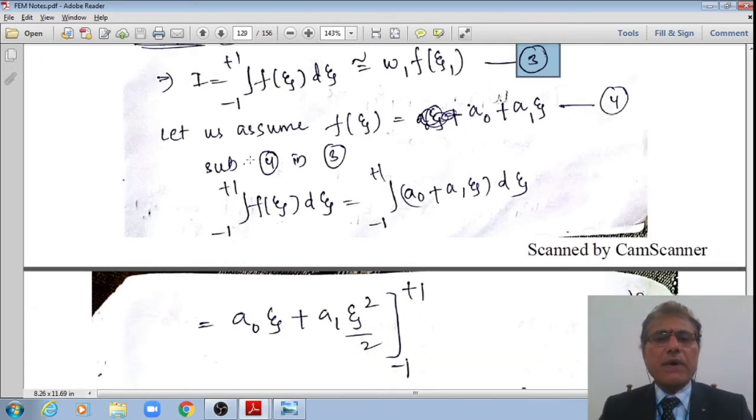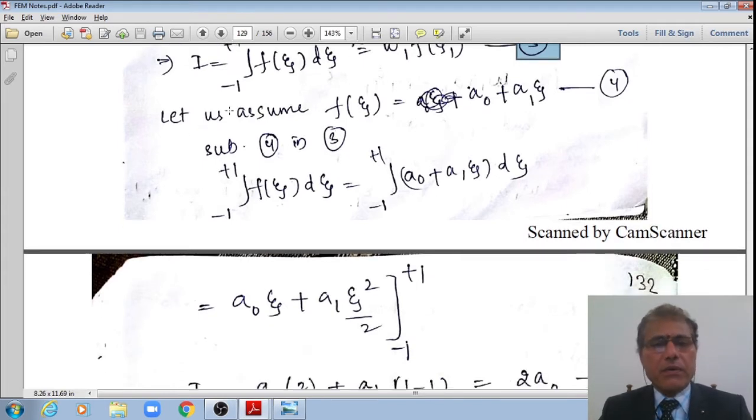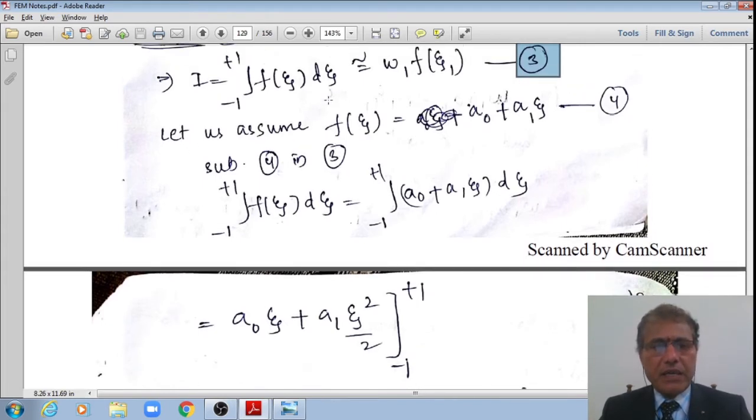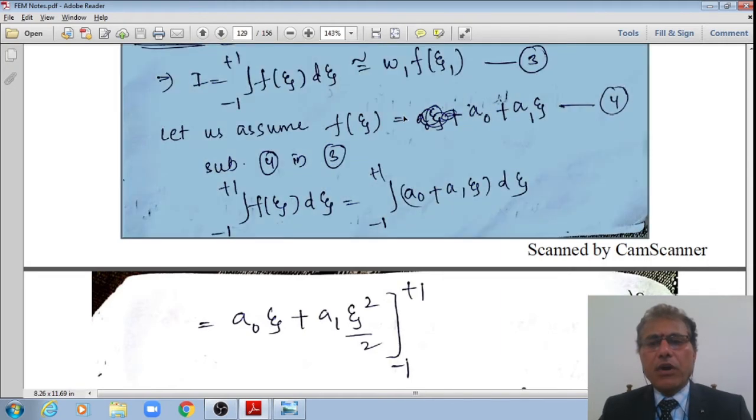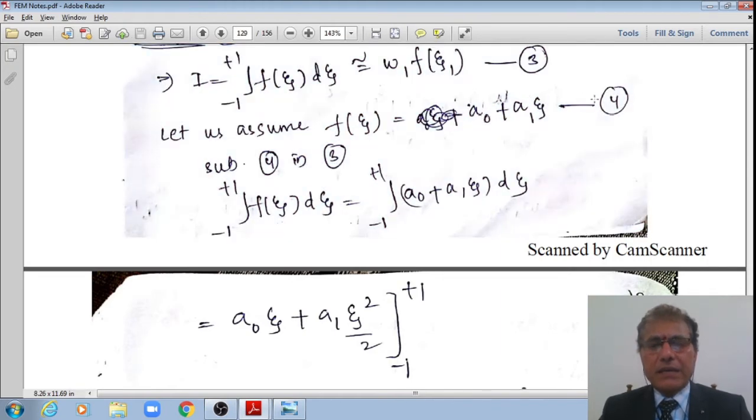Therefore, I need to evaluate these. Now I'll assume the function f of xi. Actually, there is an integral, the integral over minus 1 to plus 1 of f of xi dxi, where the function f of xi is now assumed as a0 plus a1 xi. Let it be equation 4.